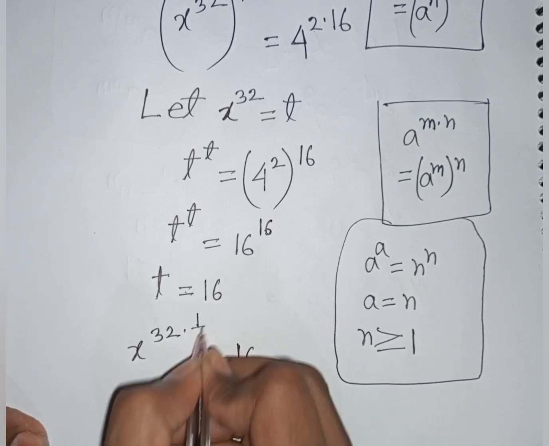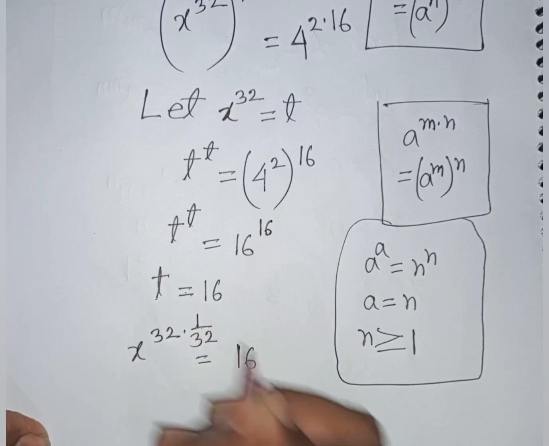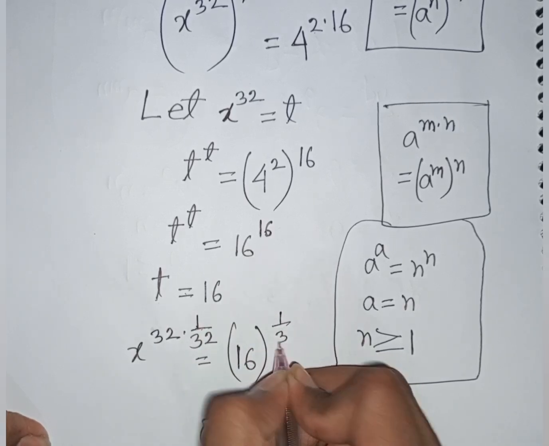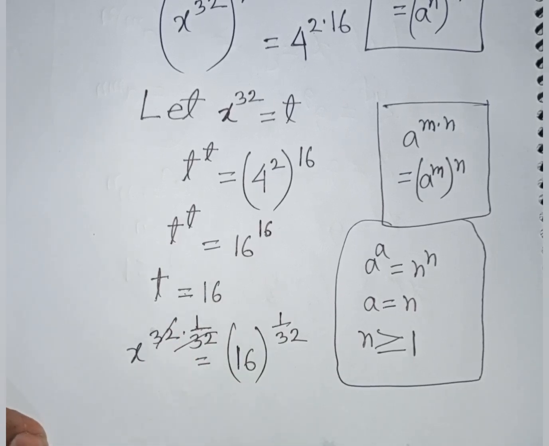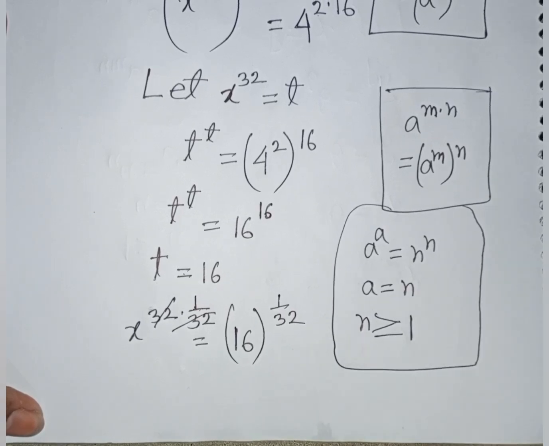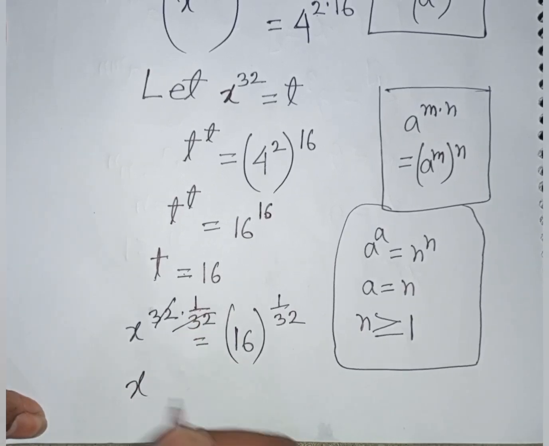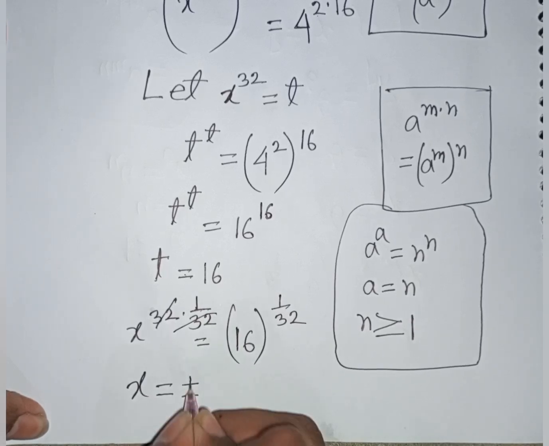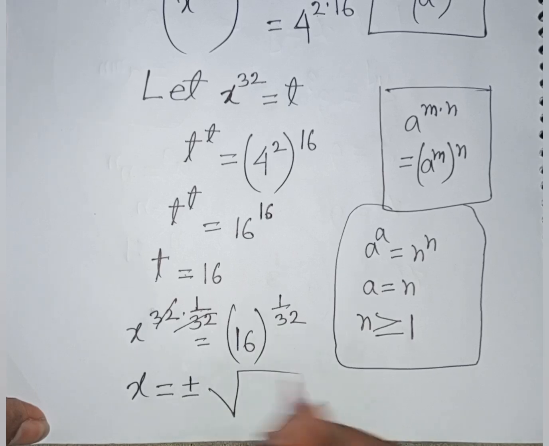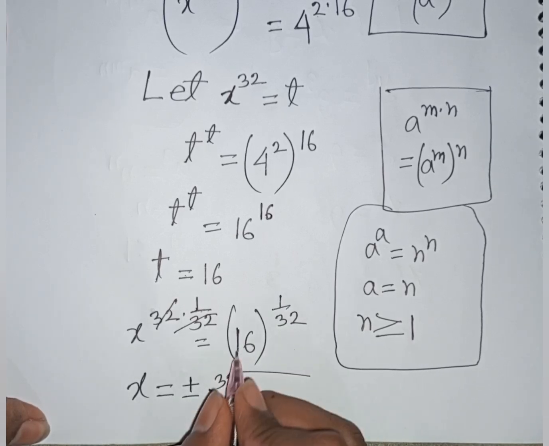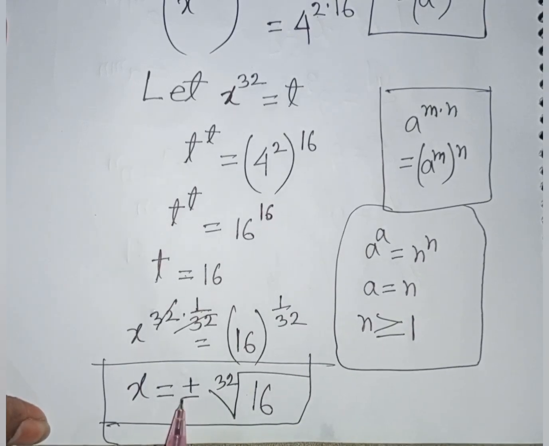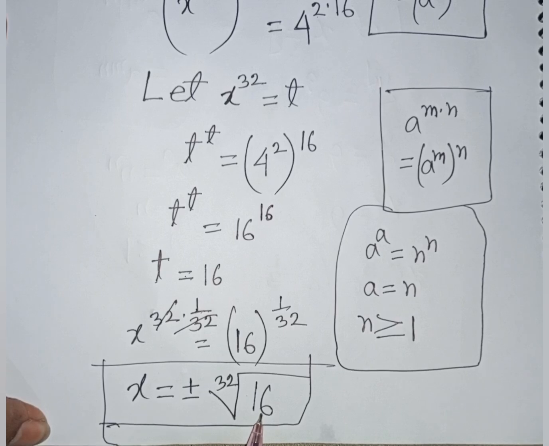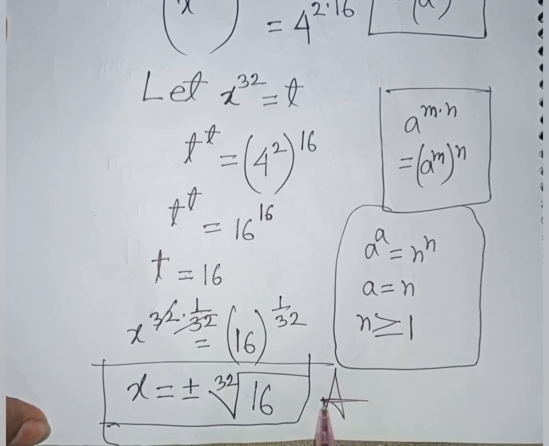So we raise both sides to the power of 1/32. Now this 32 will be cancelled. So we have x^1, which is x, equal to plus or minus the 32nd root of 16. This is the value of x. So this is our final answer.